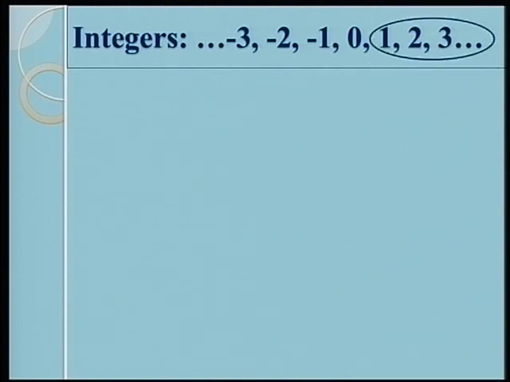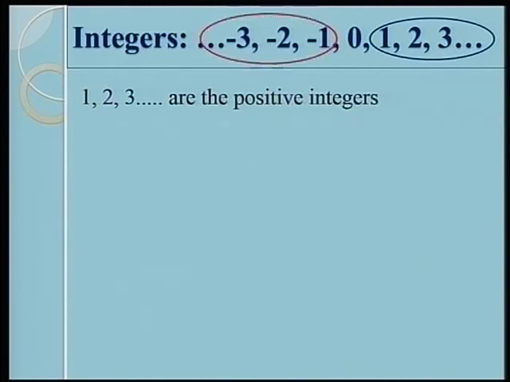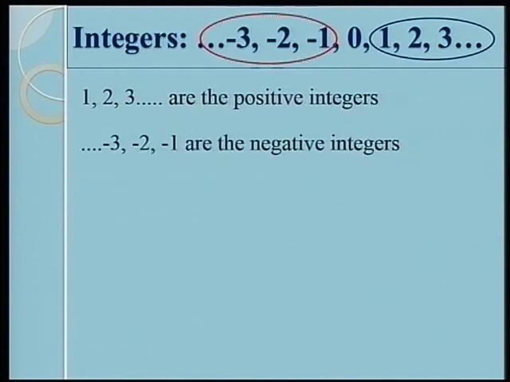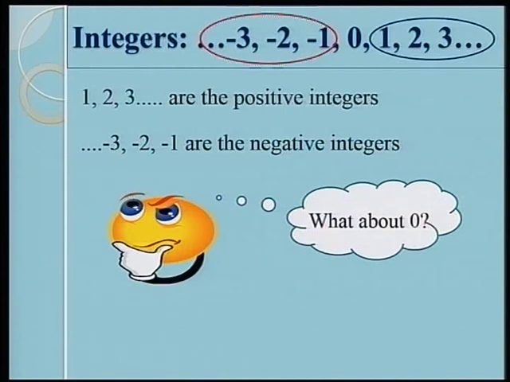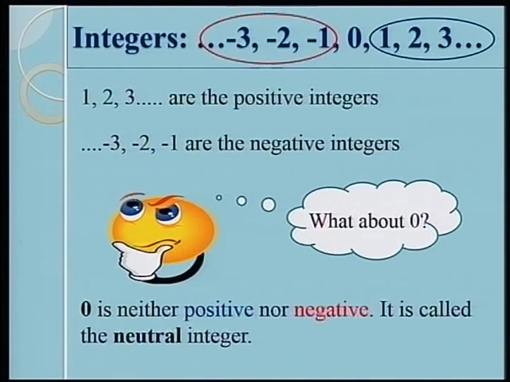1, 2, 3, and so on are the positive integers. -1, -2, -3, and so on are the negative integers. Well, students, what about 0? 0 is neither positive nor negative. It is called the neutral integer.